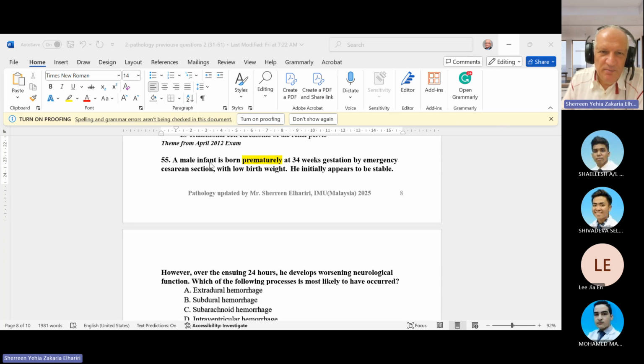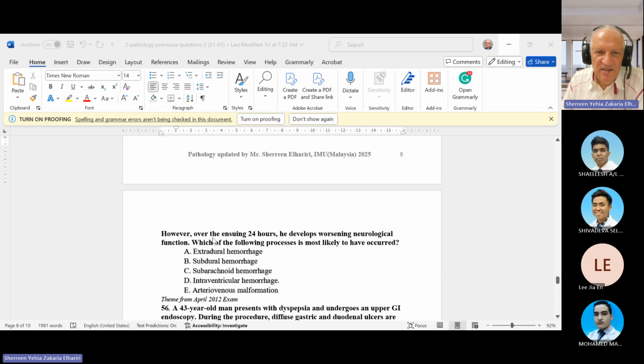A male infant born premature at 34 weeks gestation by emergency cesarean section, low birth weight. He initially appeared to be stable. However, over the ensuing 24 hours, he developed worsening neurological function. Which of the following processes is most likely to have occurred?